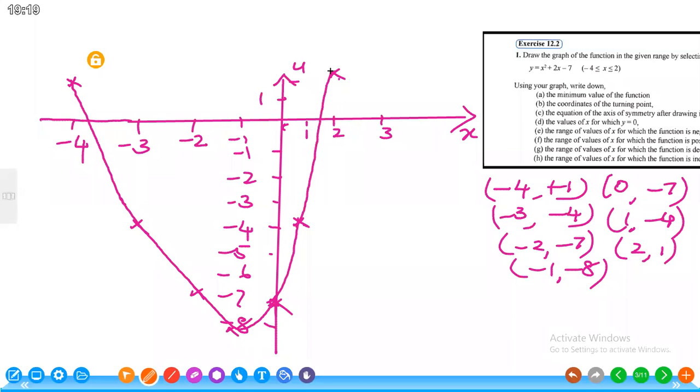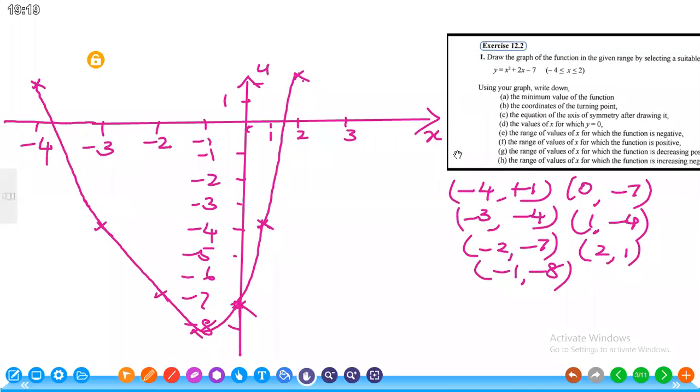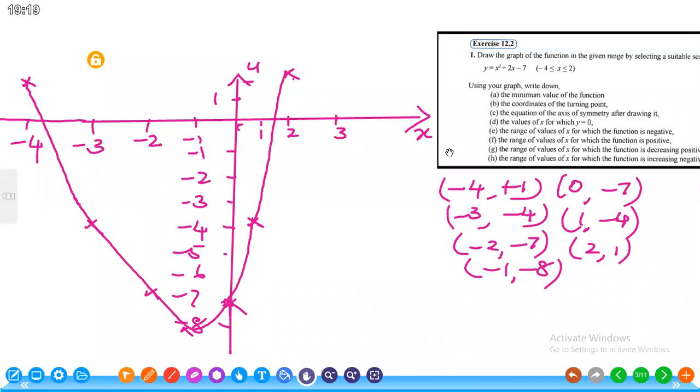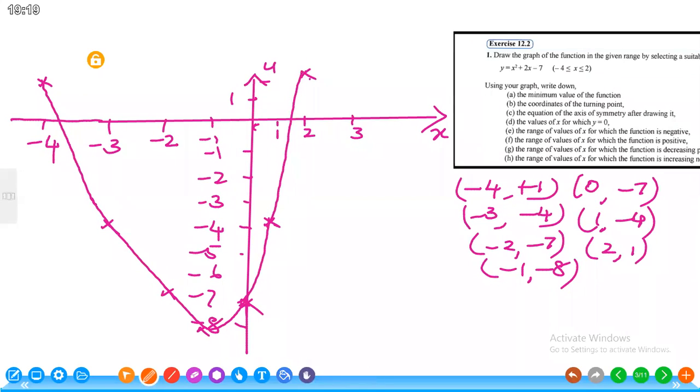Now consider the questions. First one is, using your graph, write down the minimum value of the function. You all know the graph is a parabola with a minimum, because the coefficient of x squared is positive. So the minimum value of the function is negative 8, right? The A part is negative 8. Okay. The coordinates of the turning point. We consider this point, negative 1 comma negative 8. So negative 1 comma negative 8.